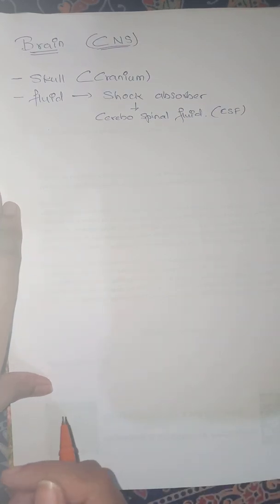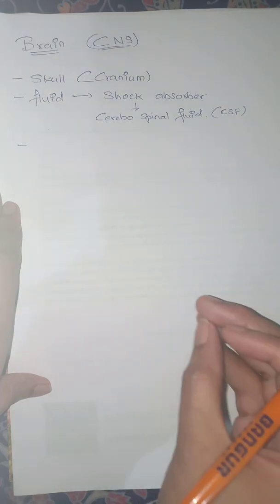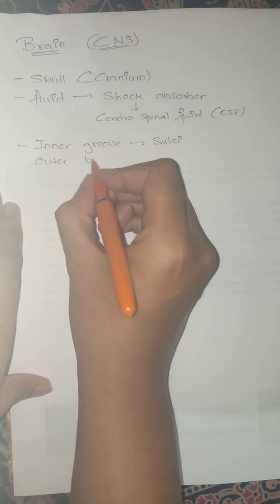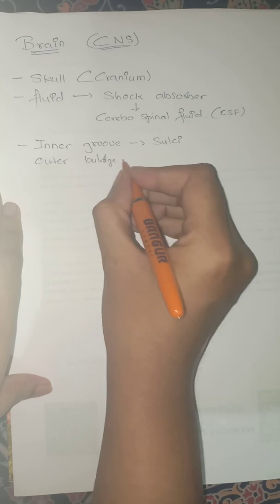Okay, and when we go to the further structure of the brain, you have seen that there are so many crests and troughs. You have seen so many zigzag things across your brain. The inner grooves formed in your brain are called sulci, and the outer bulged portions are called gyri, right?